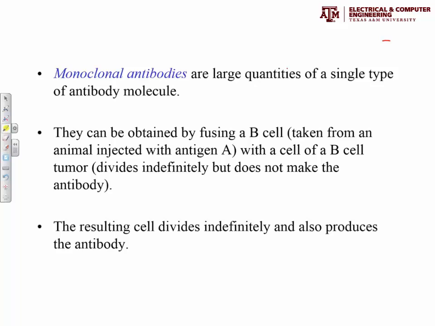But if you fuse it to the B cell that is capable of making that antibody, then the resulting cell that you get has both properties. It can keep on dividing, and it can also make more of that antibody, because every time that cell divides, more antibodies are being produced. So this resulting cell divides indefinitely and also produces the antibody, and it will be producing the same antibody over and over again. So you will call it a monoclonal antibody because you're going to have lots of that. It's monoclonal because it's only of one type.